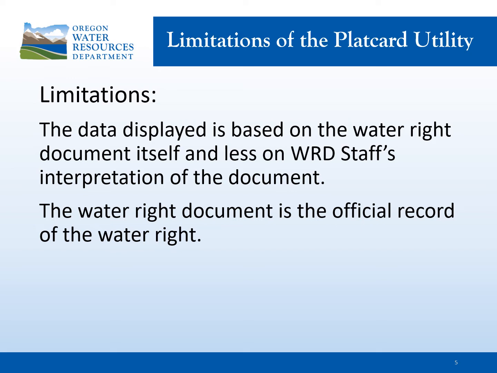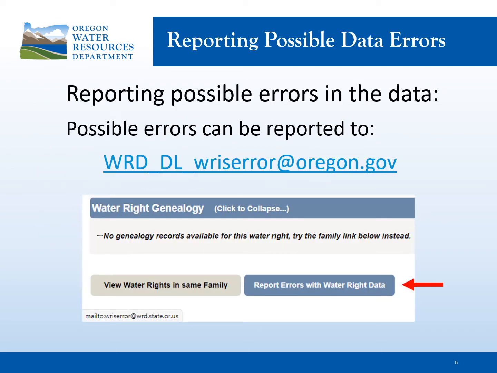If you do identify a possible error while performing research using any of the department's tools, you can notify the department by sending an email message. It is important to note that the water right document is the official record of the water right. The Platcard Utility, just like the interactive mapper, are just tools to help in the researching of water rights. If you believe that you've identified a possible error, you can send a message to RIS error using either the email address on this slide or by clicking on the button that directs you to report an error.